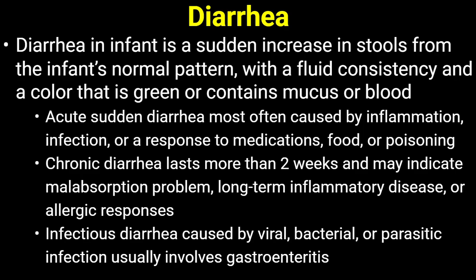Acute diarrhea usually develops suddenly and is most often caused by gastrointestinal infections, but it may also result from medications, food intolerance, food poisoning, or inflammation. Chronic diarrhea lasting longer than 2 weeks suggests an underlying disorder, such as malabsorption, chronic inflammatory disease, or food allergies or intolerances, including celiac disease. Infectious diarrhea is commonly caused by viruses, bacteria, or parasites, with viral gastroenteritis, especially rotavirus and norovirus, being among the most frequent causes in children.